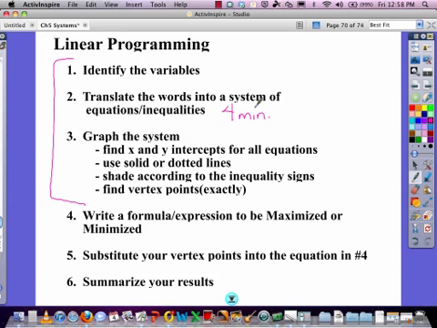When you graph the system, you want to make sure you find the x and y intercepts for all your equations. So remember, your y-intercept shortcut is c over b. Your x-intercept shortcut is c over a. You will definitely want to use both of those as you graph. Use solid or dotted lines as you graph, depending upon your inequality signs. We should know that a solid is your less than or equal to or greater than or equal to, and a dotted or dashed is your less than or just greater than. Shade accordingly also, and then find the vertex points exactly, and we talked about this in the last section.